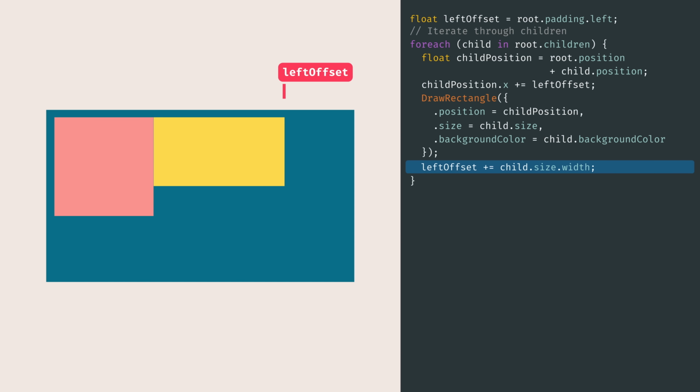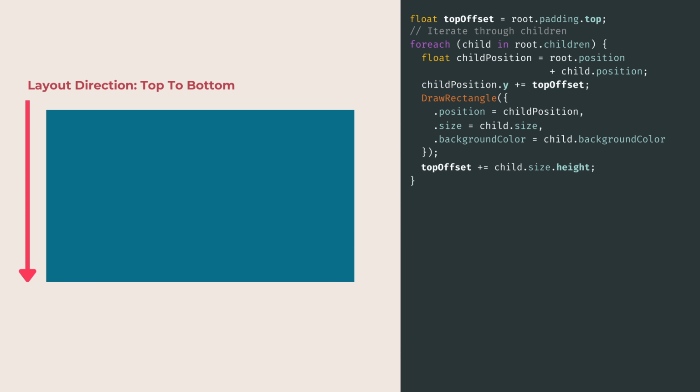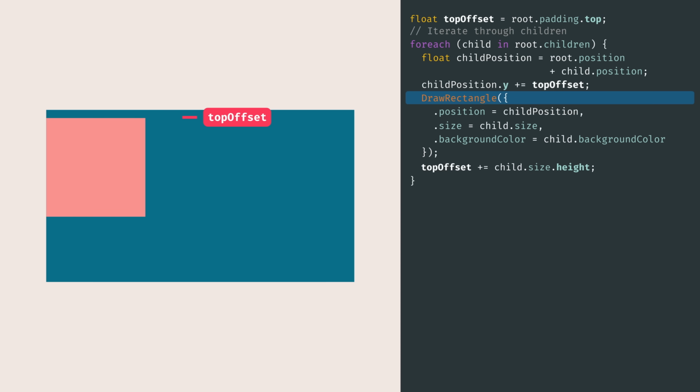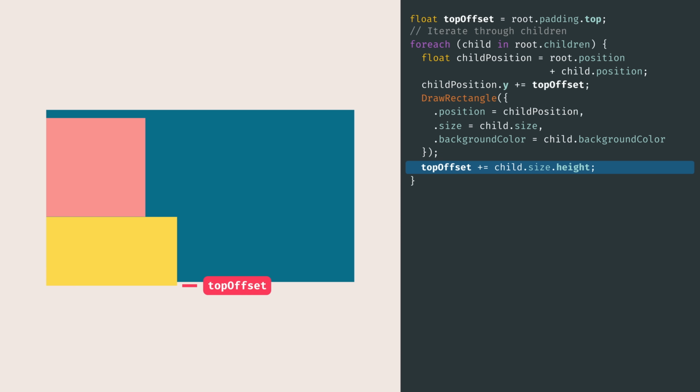Of course, it's quite straightforward to also handle the other possible layout direction, which is top to bottom. The code is exactly the same logically, we just swap out our data. We have a Y offset instead, which starts as the top padding, and we add the child element's height to the offset after we draw the rectangle.